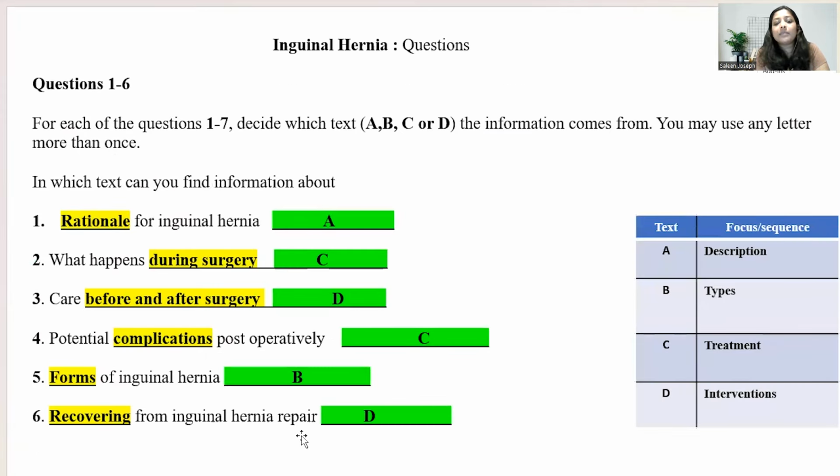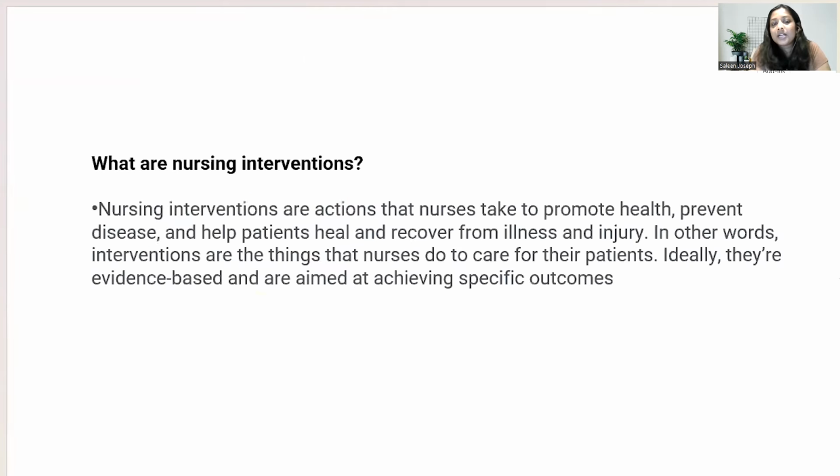Recovering from inguinal hernia repair. Where recovery interventions they have mentioned, right? What is the meaning of nursing intervention? Those are the treatments we are giving for management during their recovery. Yes, nursing interventions are actions that nurses take to promote health, prevent disease, and help patients heal and recover from illness and injury. Yeah, so the synonym for recovery.